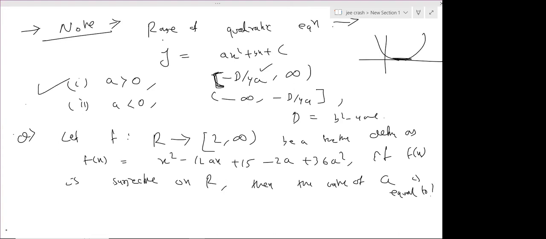Think how you can use this in this question. I'll give you 2 minutes for this. Very easy question.